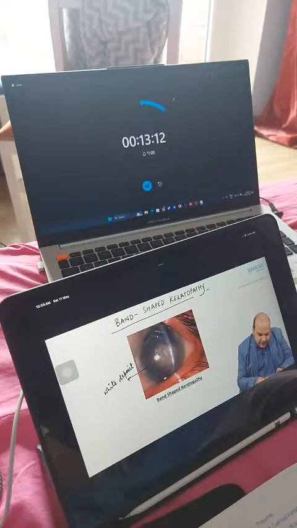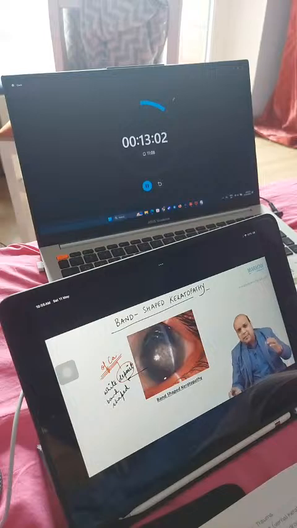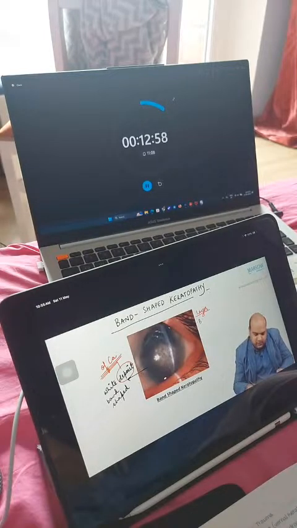If there is a white deposit which is band-shaped, the first question I will ask myself is, a deposit of what? White means calcium, a deposit of calcium. Now, if calcium is deposited, it is deposited in which layer? B for band shape, B for Bowman's layer.